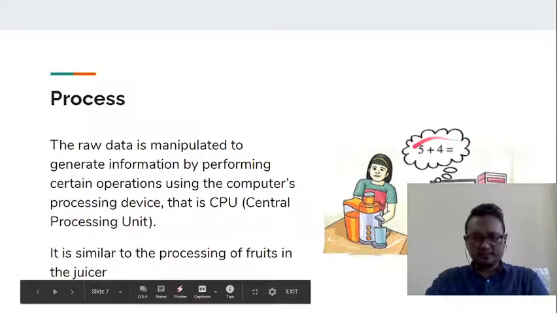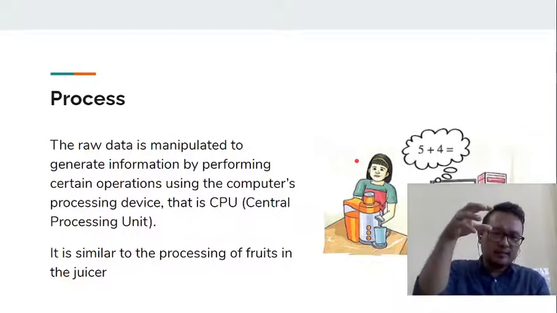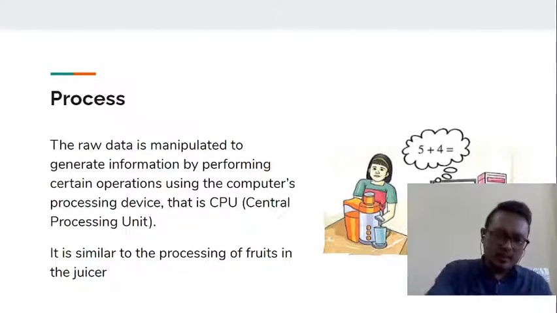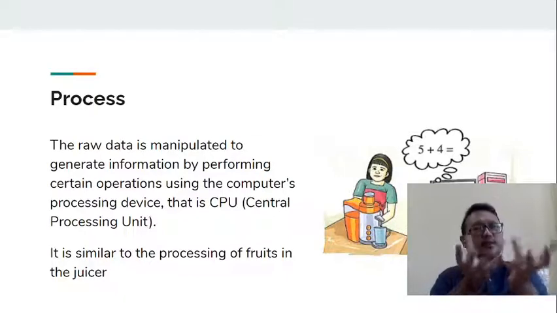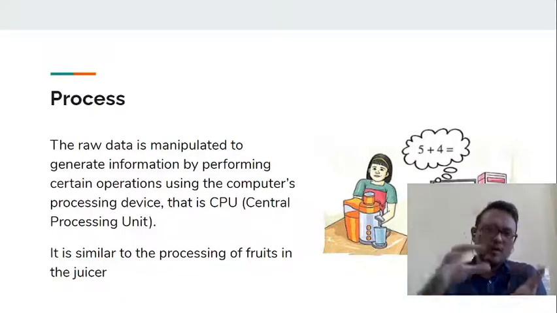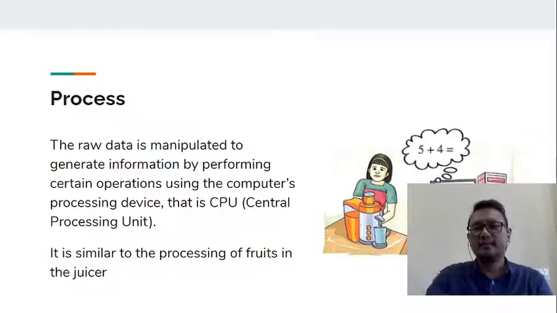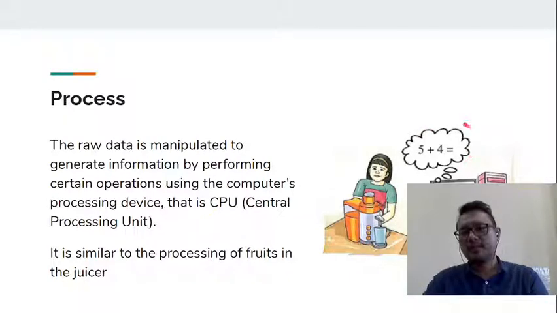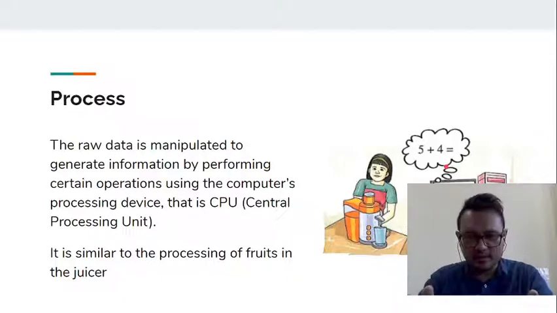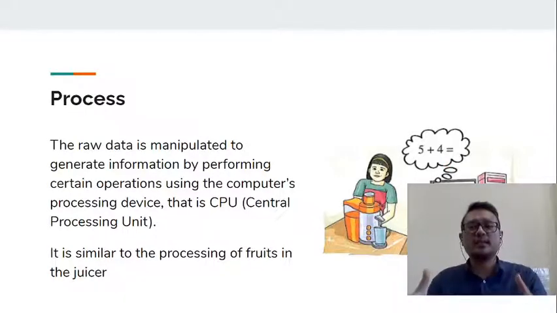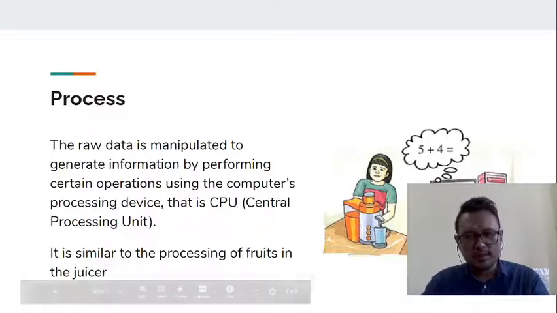Okay, now it is similar to the processing of fruits in the juicer. In this example, after she puts all the fruit into the juicer, she will press the button on the juicer, and then the juicer will process, will blend, will juice the fruits. Same like computer. Earlier, she typed 5 plus 4. When she presses enter, that data is put into the computer and it will be processed by the CPU. This one, CPU.